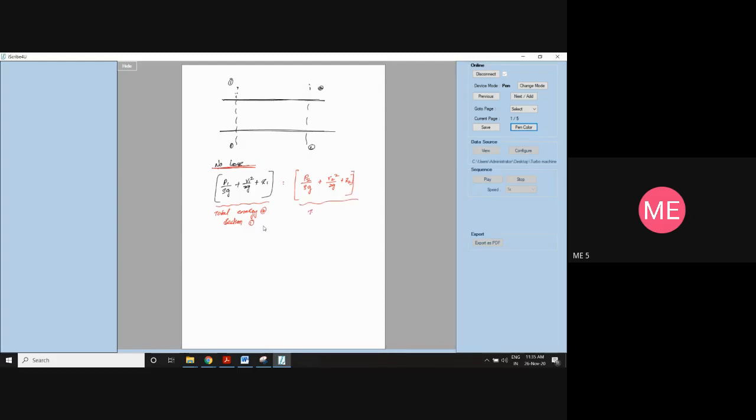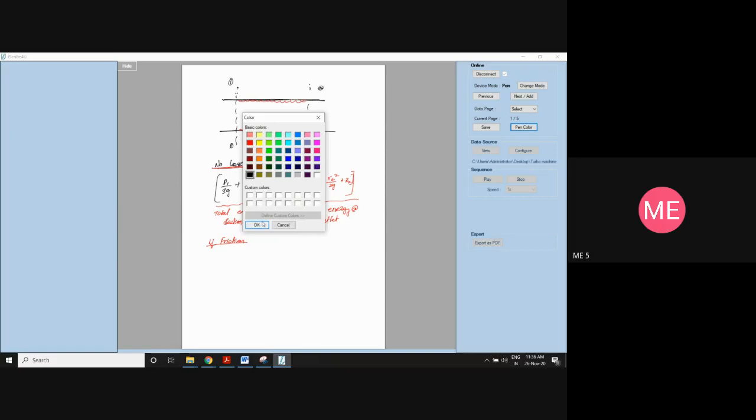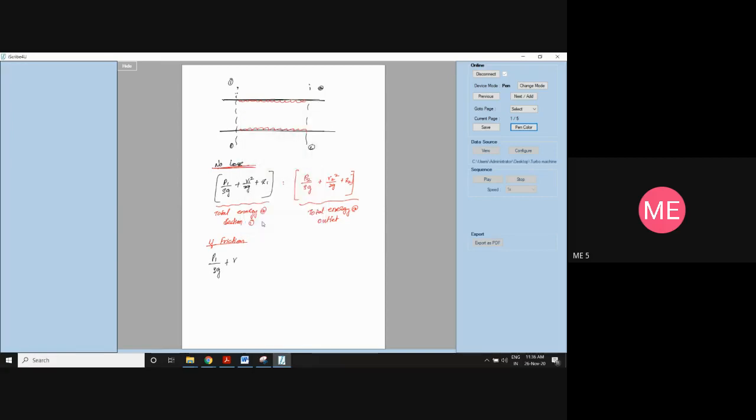Okay, this is called the total energy at the outlet. This condition will come when there is no loss. The second condition: if there is some friction on the pipe surface, then what will you write? There is friction in the pipe, so a small modification is made in the equation, right? P1 by rho G plus V1 square by 2G plus Z1 is equal to P2 by rho G plus V2 square by 2G plus Z2 plus the head loss due to friction.